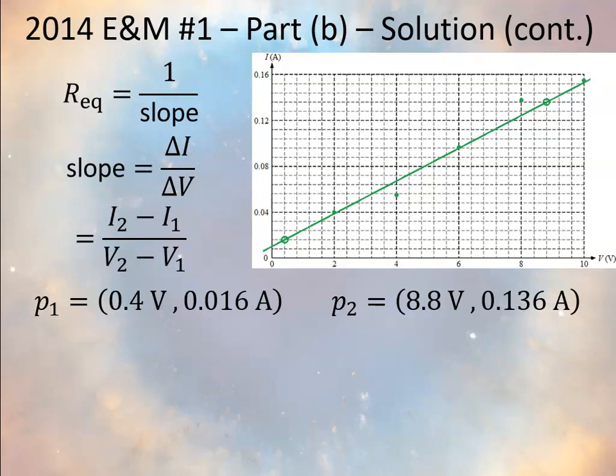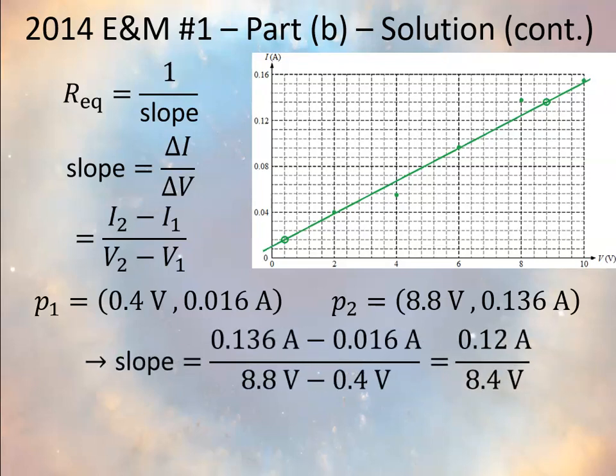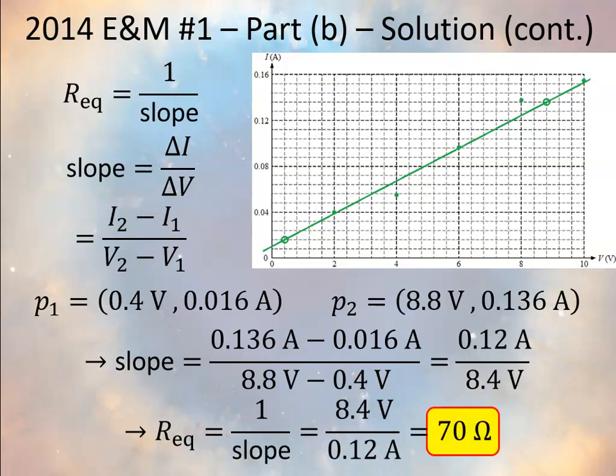So we have our 2 points, and we plug our 2 points into that slope formula that we have. And when we do that, we get 0.12 divided by 8.4. So what we're trying to get out of this is recognize that the equivalent resistance is 1 divided by the slope. Well, that's convenient. 84 is 12 times 7, so just shifting a decimal place over, we realize that our equivalent resistance here is 70 ohms.